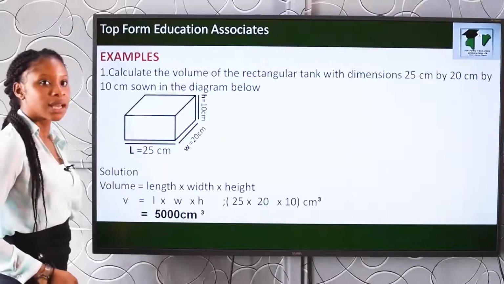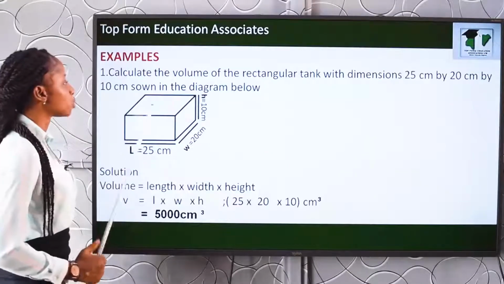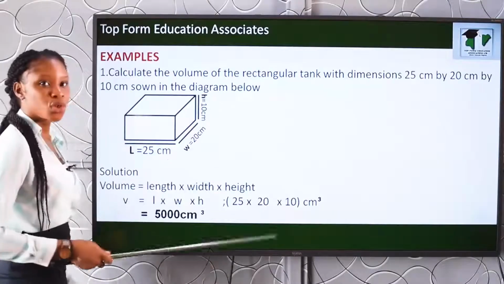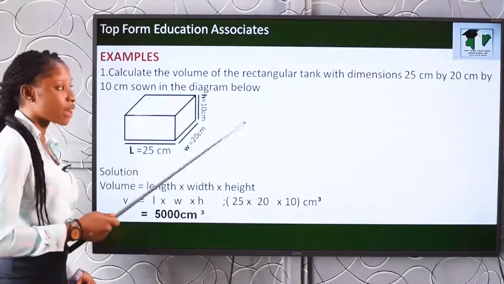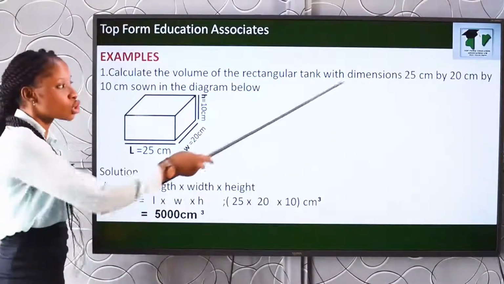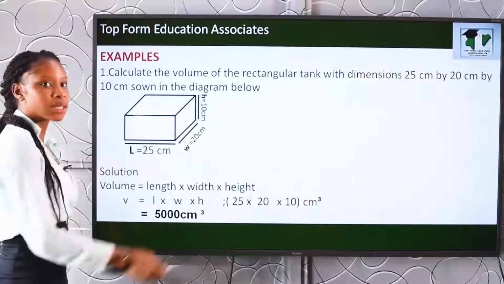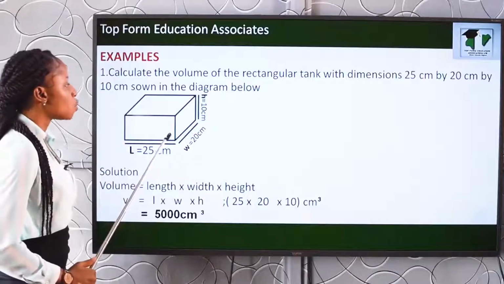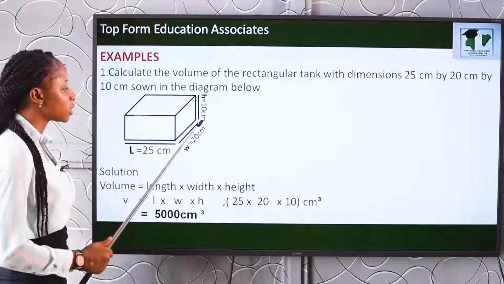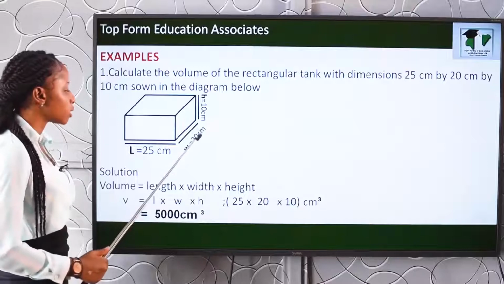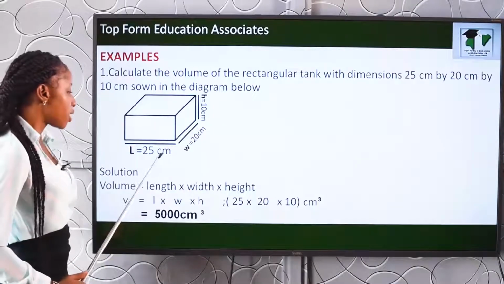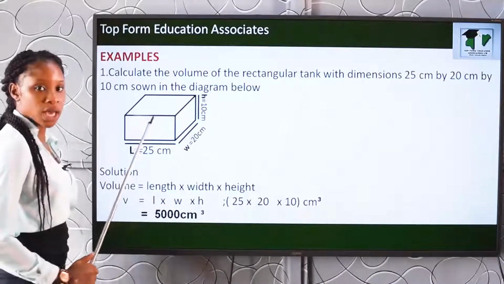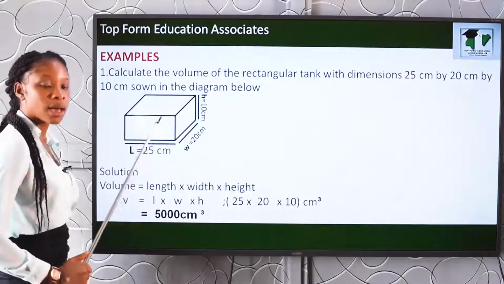Now let's take some more examples. Number 1. Calculate the volume of a rectangular tank with dimensions 25 centimeters by 20 centimeters by 10 centimeters, shown in this diagram. We're given the dimensions as height of 10 centimeters, width 20 centimeters, and length 25 centimeters. If you look at this shape, you see that this is a cuboid. A cuboid is a rectangular prism.